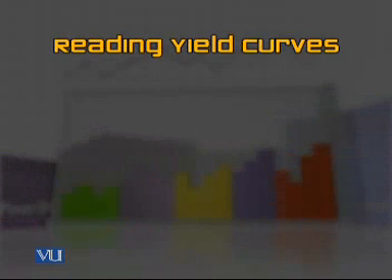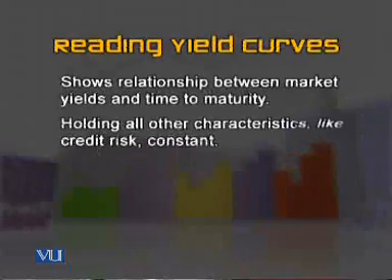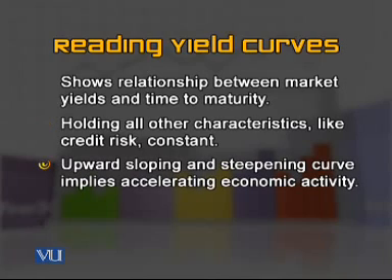You can also talk about yield curves to be more specific. They show the relationship between market yields and time to maturity. That's what you get from yield curves. Holding all other characteristics like credit risk constant, we are able to look at yield curves and take advantage of whatever they're telling us. Obviously, curves can be sloping upwards or sloping downwards.